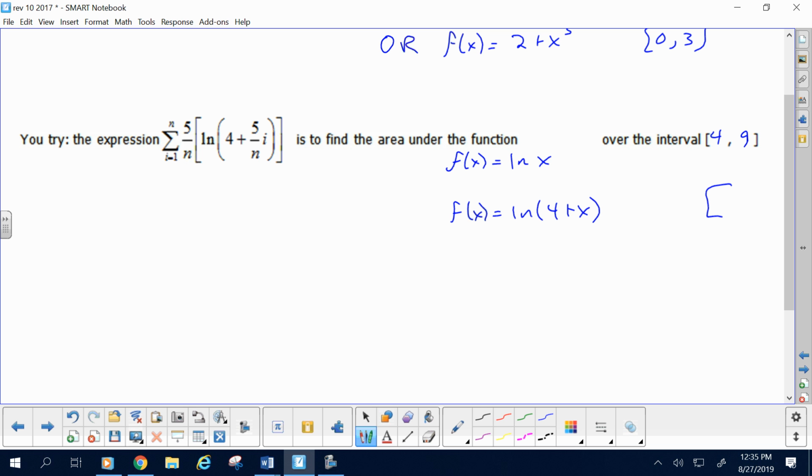In which case, what's the starting and ending value? 0 to 5. Okay. Those are the most logical, but again, there are infinitely many possibilities.